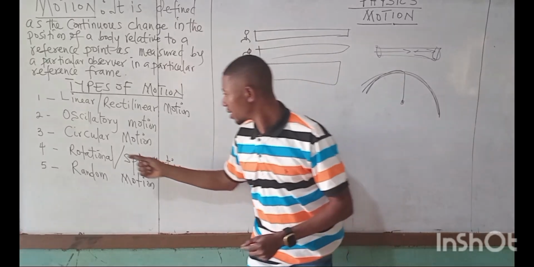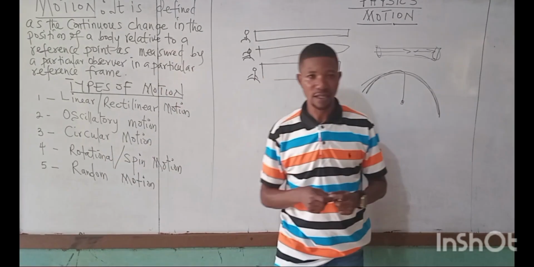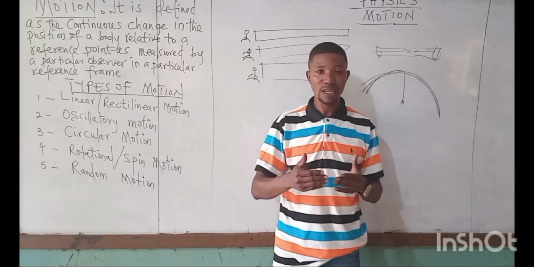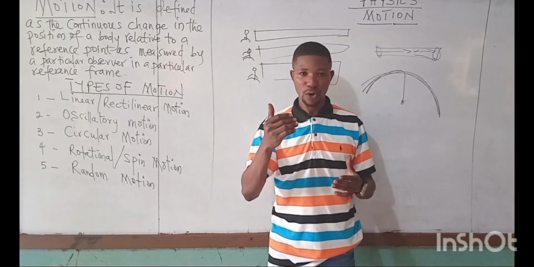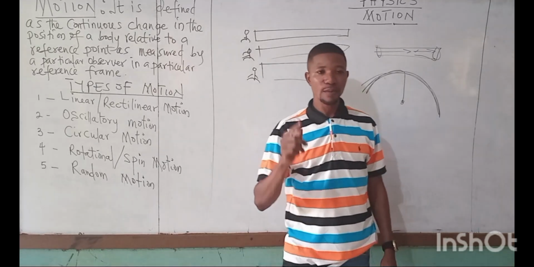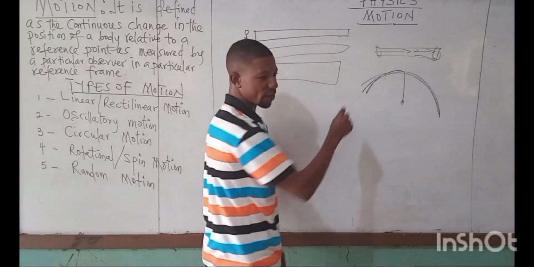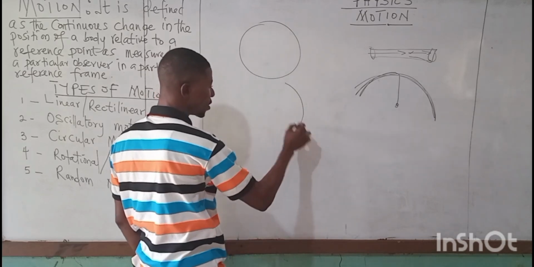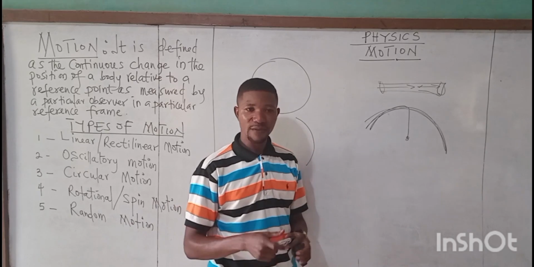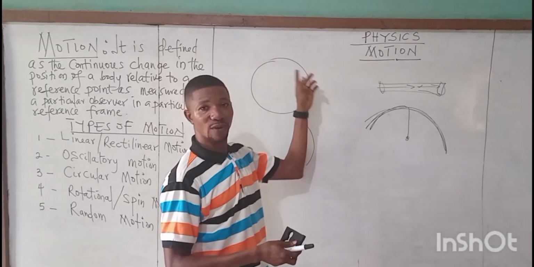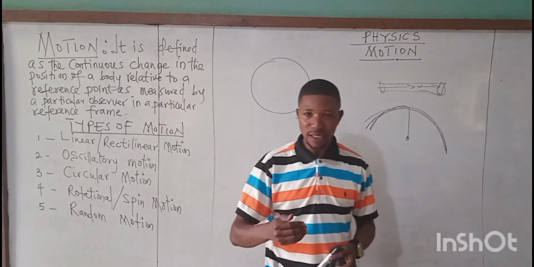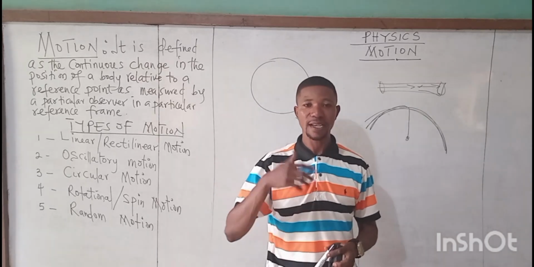We look at the third type of motion. We have circular motion. Circular motion is the type of motion demonstrated by a body in a cyclic path or in a cycle. So in circular motion, the body moves in a cyclic path or in a curved path this way. Whenever a body moves in this particular cyclic path or in a cycle, then that body is demonstrating a circular motion.